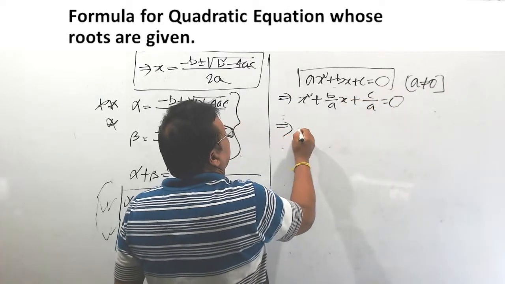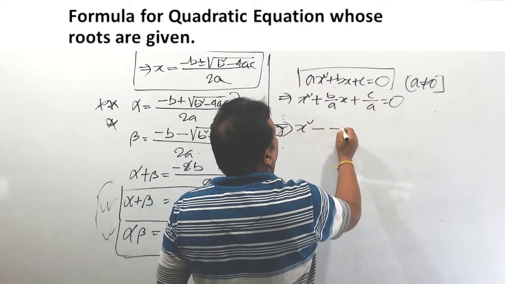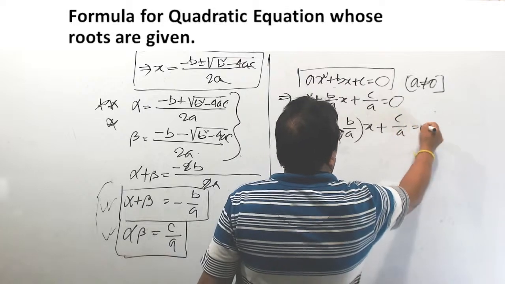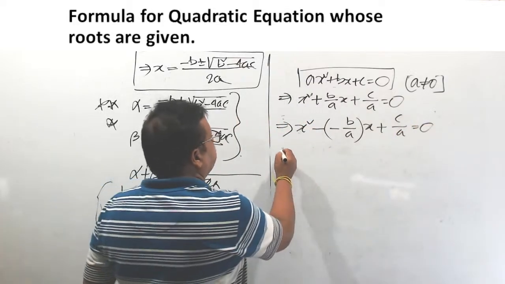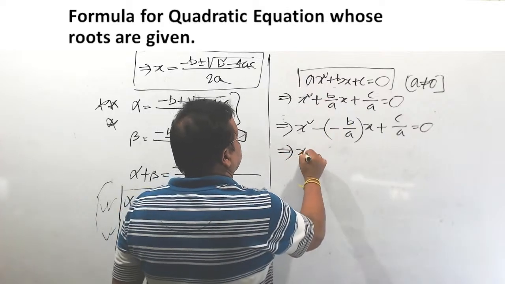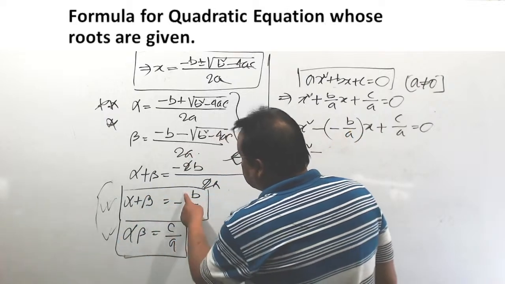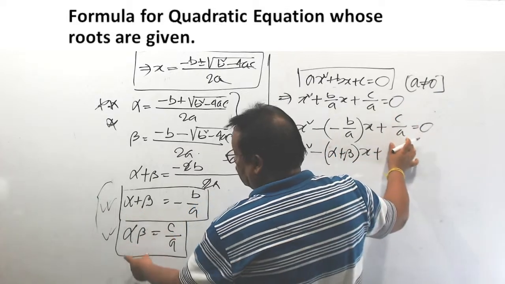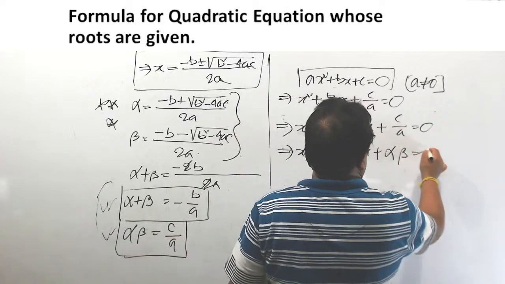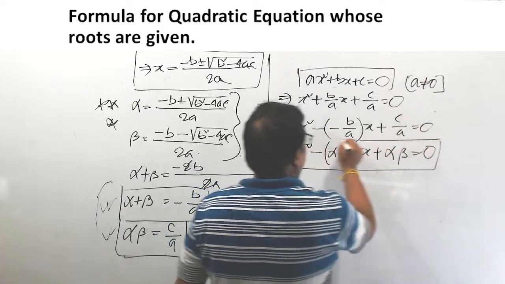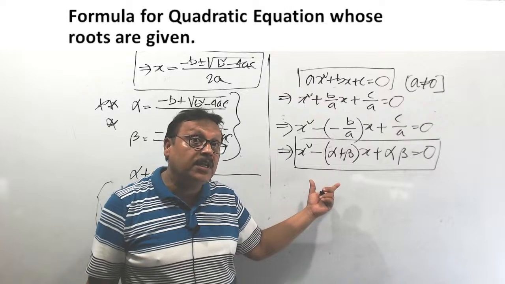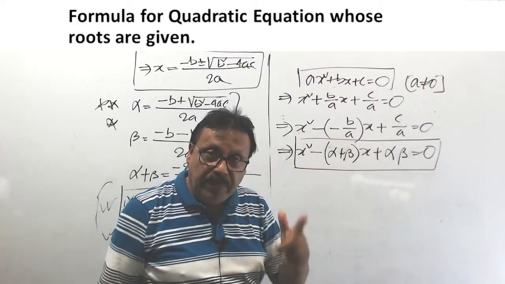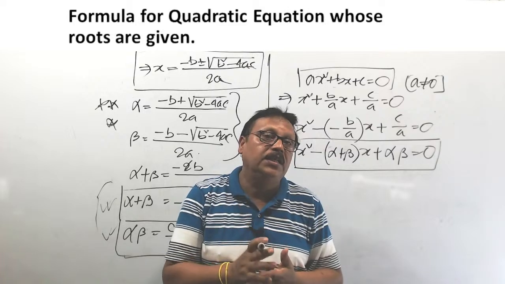Understood? This implies x square. Can you write this way? Minus b by a, minus of minus plus, plus c by a equals to 0. Understood? Yes. Why did I write this way? See, x square minus b by a, minus b by a is equal to alpha plus beta, into x plus, what is the value of c by a? C by a is equal to product of the roots. Understood? This is the formula. That is, if alpha and beta, two roots are given to you, then what will be the quadratic equation? X square minus sum of the roots into x plus product of the roots.